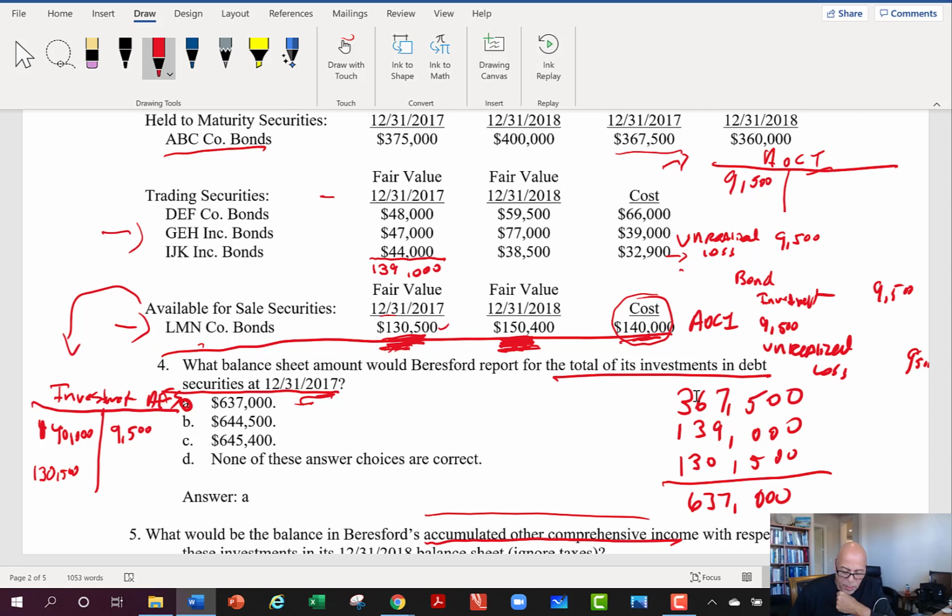Okay, so now what happens? Now I have to close my unrealized loss on this, because other comprehensive income, all income accounts, get closed during the year, whether they're regular income or other comprehensive income, right? So I've got to close those. So I go ahead, and since I debited the loss here, to close it, I credit it, and I debit my accumulated other comprehensive income, all right?